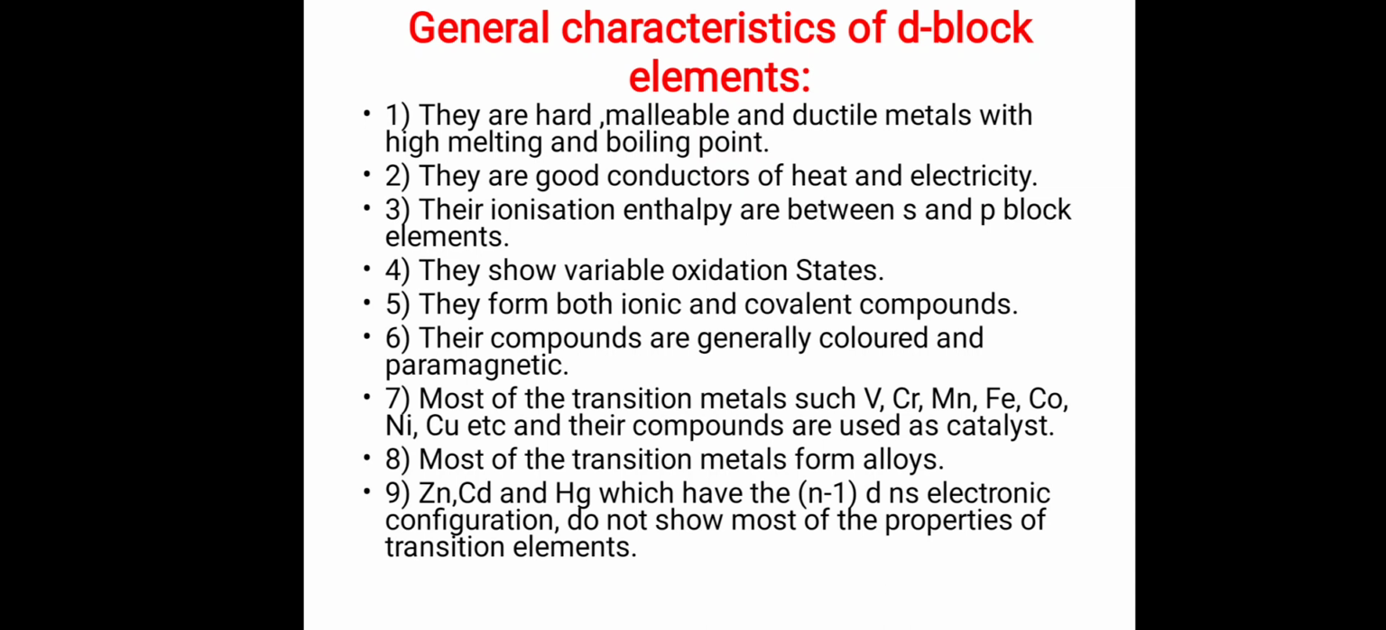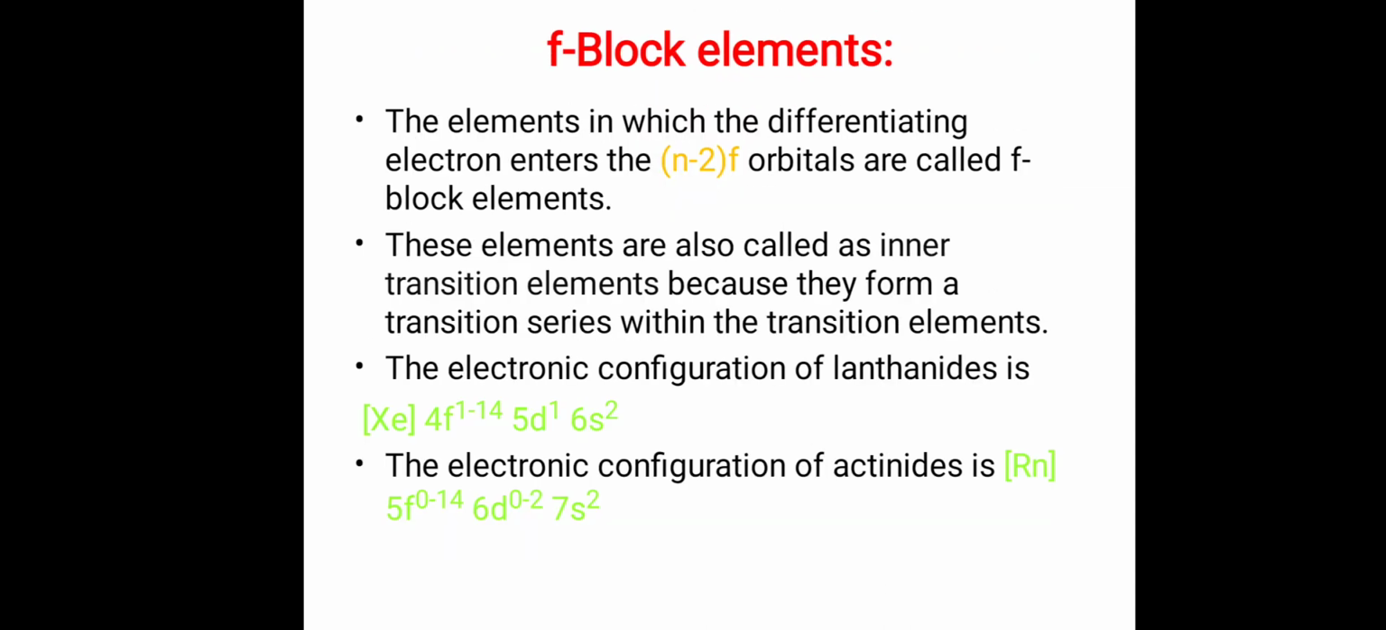Most of the transition metals such as vanadium, chromium, manganese, iron, cobalt, nickel and copper, and their compounds, are used as catalysts. Most of the transition elements form alloys. Zinc, cadmium and mercury, which have the ns2 electronic configuration, do not show most of the properties of transition elements.